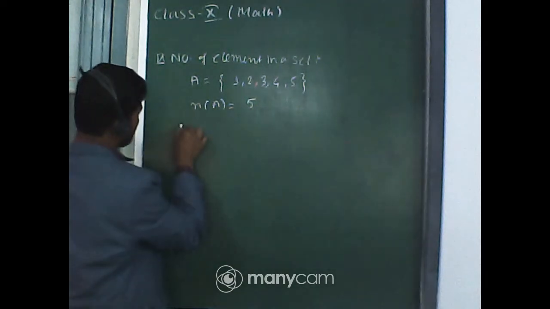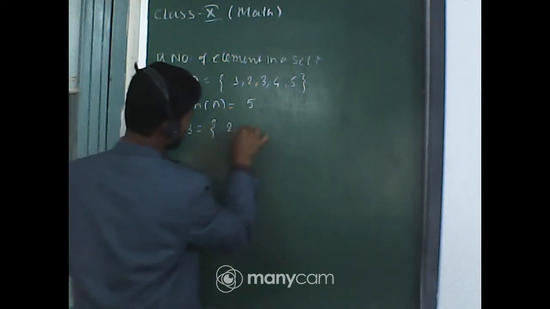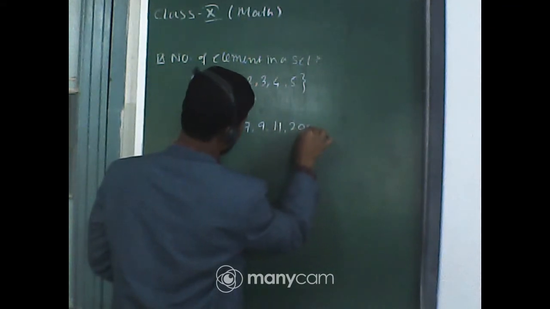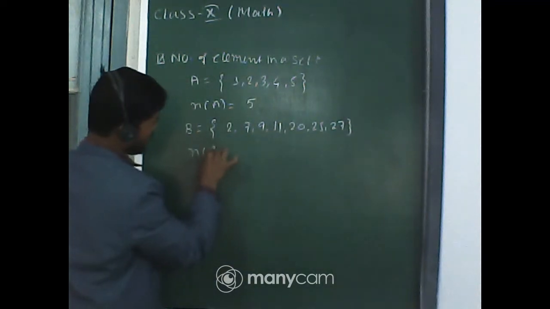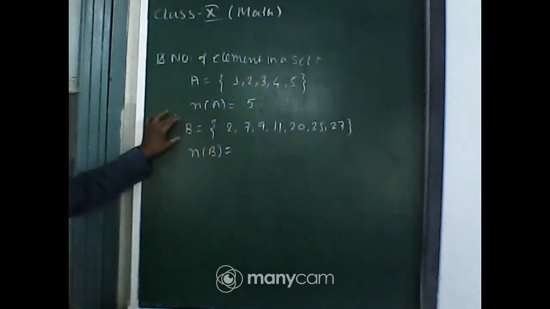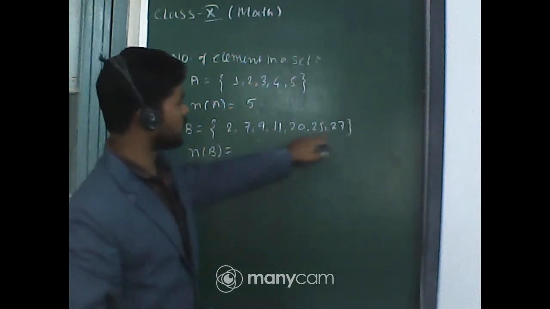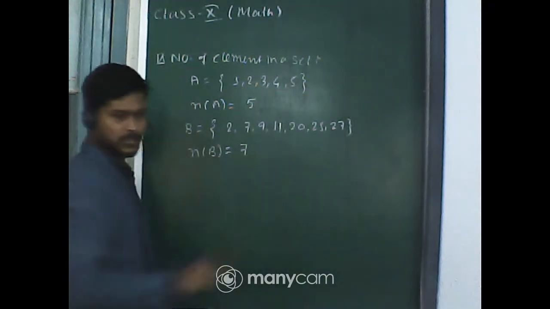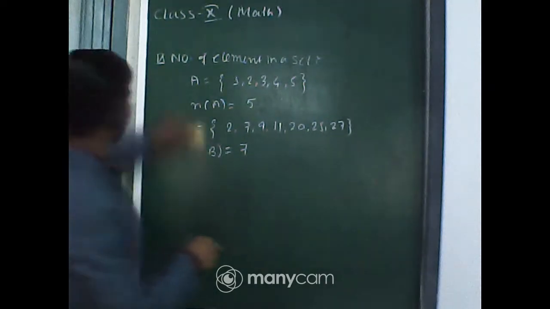Okay, suppose there is a set B which is equal to 2, 7, 9, 11, 20, 25 and 27. So what is the number of elements in the set, n of B? Just count the number of elements in the set B and write it here. 1, 2, 3, 4, 5, 6, 7. There are 7 elements, so n of B will be equal to 7. Okay, very good.